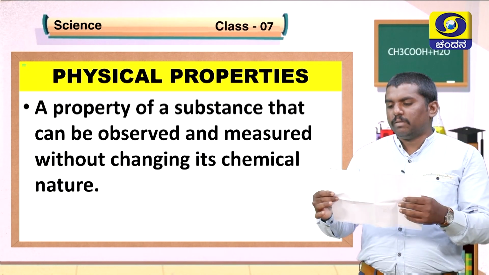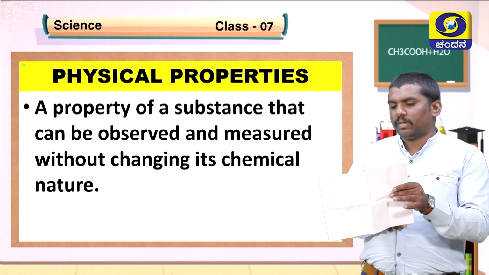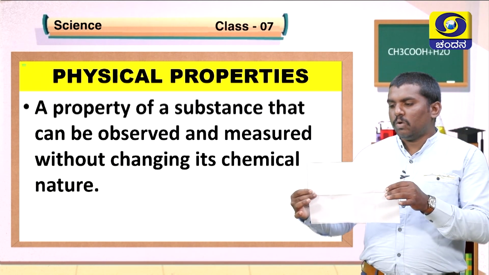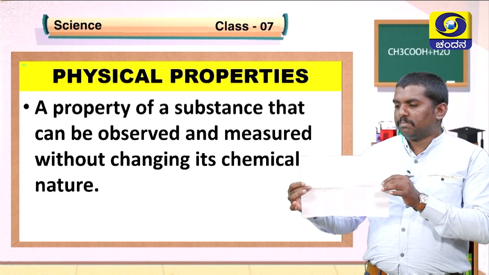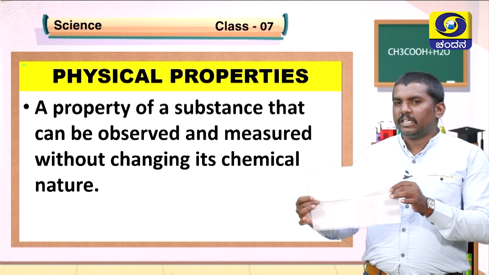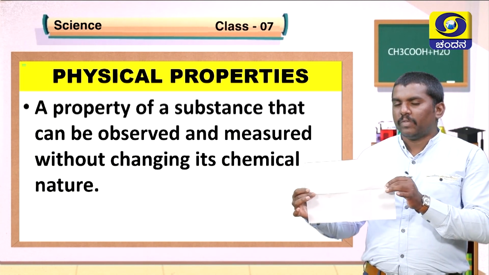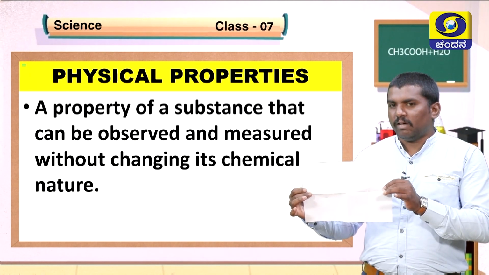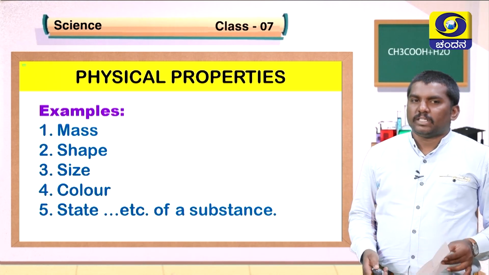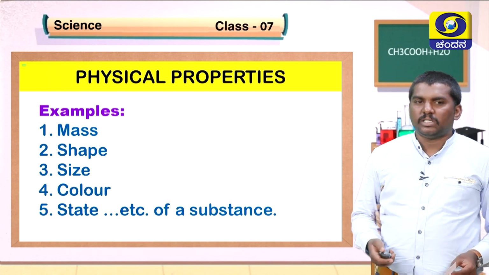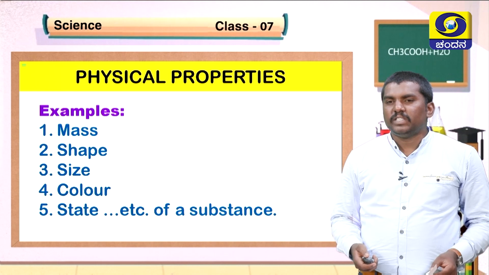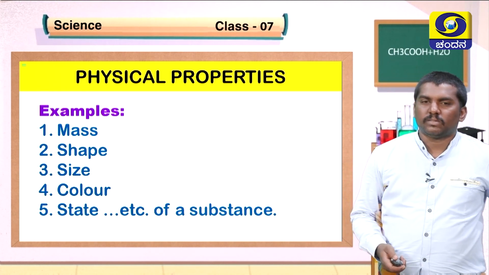Like this, we can observe shape. The shape of this paper is rectangle. So, we can identify these properties easily just by looking at this paper. So, these kinds of properties are called physical properties of matter. Physical properties, for example, mass, shape, size, color and state, etc. of a substance are called physical properties of a substance.